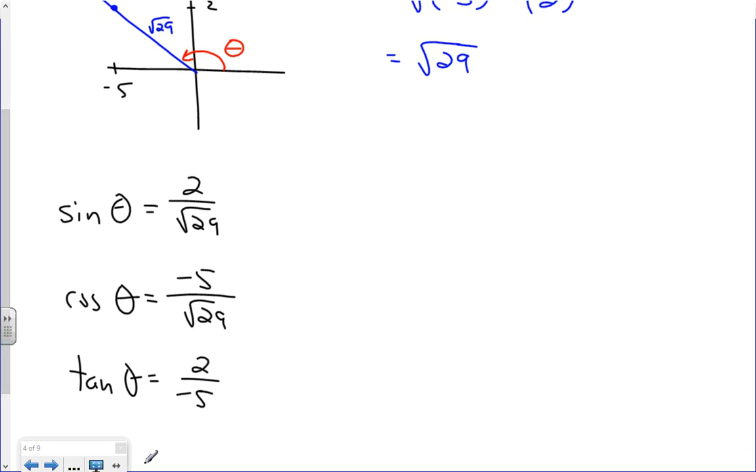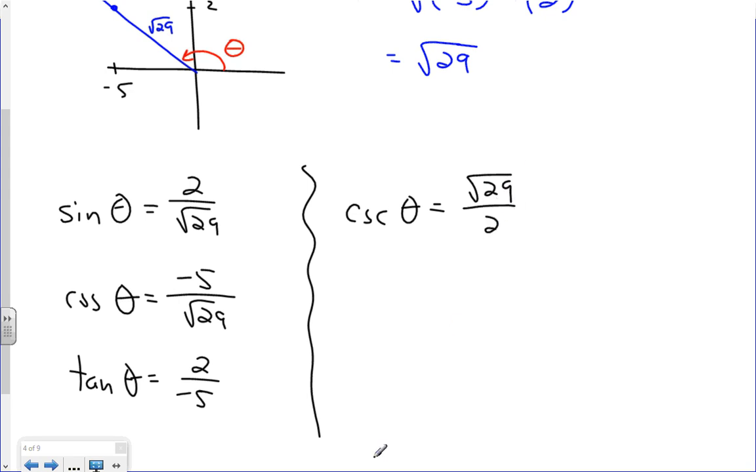And now, if I want to find the other 3, all I have to do is reciprocate these 3 right here. So I'll write those right next to them, the reciprocals that correspond to each one of these. The reciprocal of sine is cosecant, so cosecant of theta is just the reciprocal of this. Just flip that over, so we get square root of 29 over 2. And the reciprocal of cosine is secant, so that's equal to the square root of 29 over -5. And finally, the reciprocal of tangent is cotangent, and that's equal to -5 over 2.